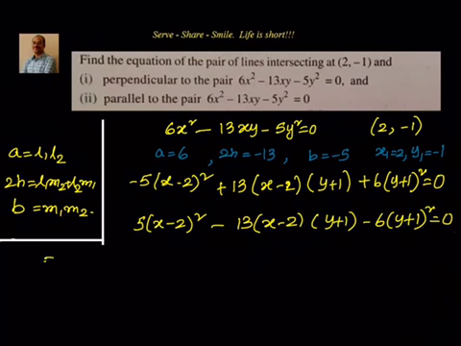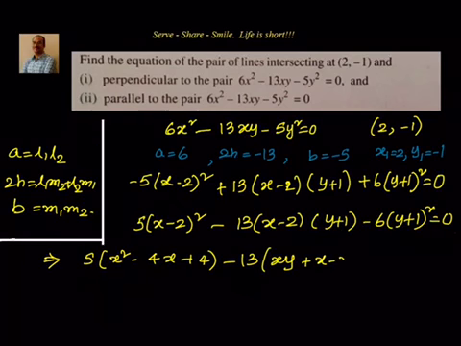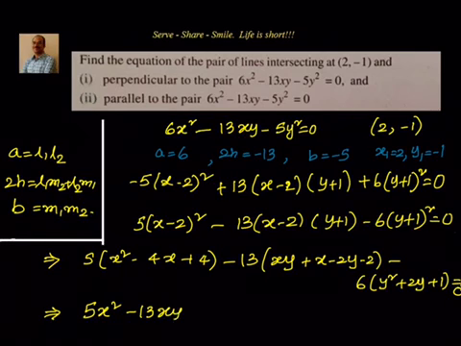Now let's open the brackets here. We have 5 into x square minus 4x plus 4 minus 13 into xy plus x minus 2y minus 2 minus 6 into y square plus 2y plus 1 equal to 0. Let's simplify that. This will be our final step. First we'll multiply 5 into x square. 5x square will be there. Then 13 into xy will give me minus 13xy. Afterwards minus 6 into y square will give me minus 6y square.